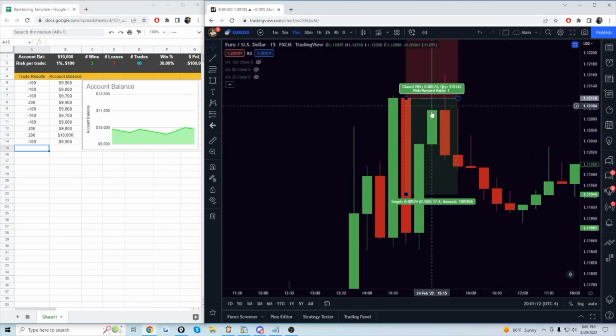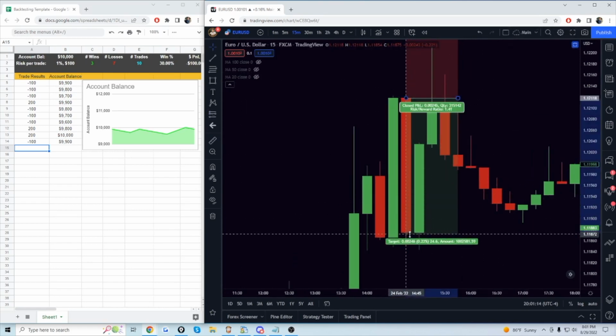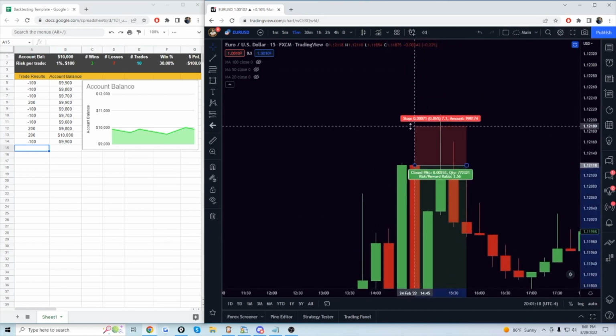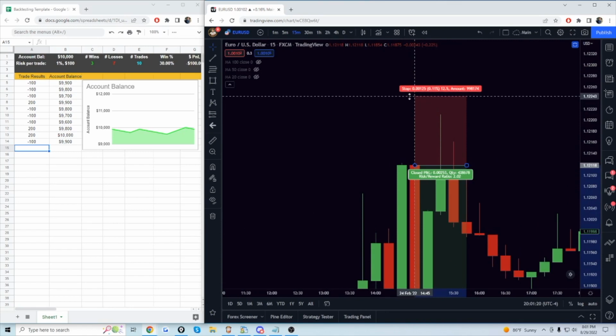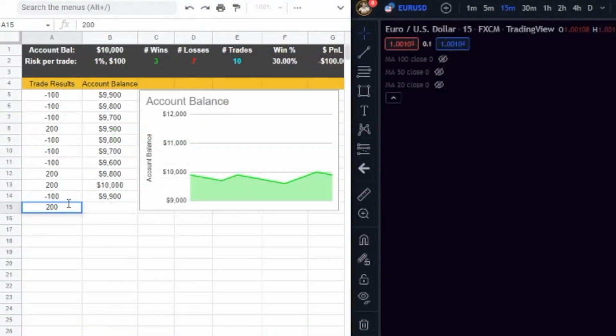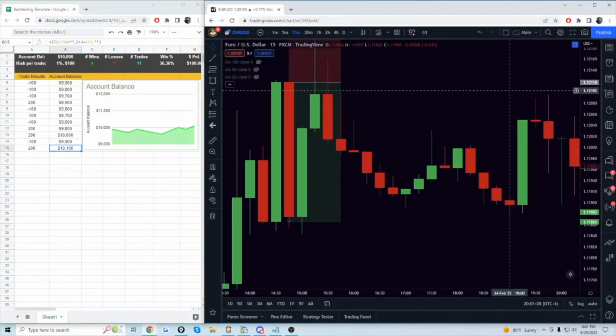This would be amazing to be played because you can see on the very first candle after our entry candle, we actually ended up making profit. So this would be $200. And for the first time since we started this backtest, we are in profit. So, okay, we can continue on.